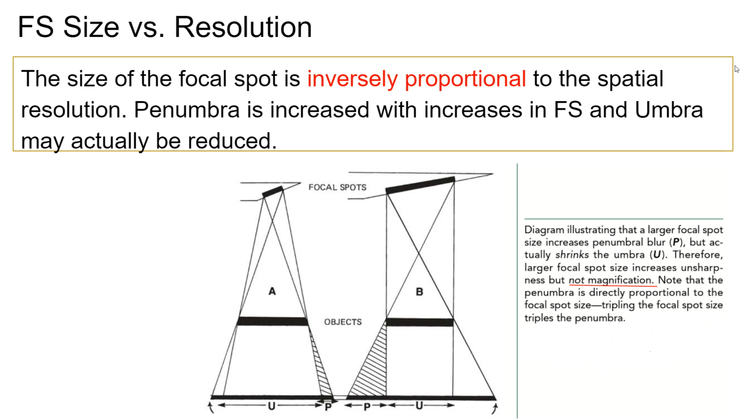Okay, last slide before we talk final exam. So the size of the focal spot, which we said is inversely proportional to the spatial resolution, that part we know. Penumbra is increased with increases in focal spot. We know that's a bad thing, right? And the umbra may actually be reduced. This is what I was trying to explain much earlier when I talked about the donut and the size of the umbra based on the penumbra changing.